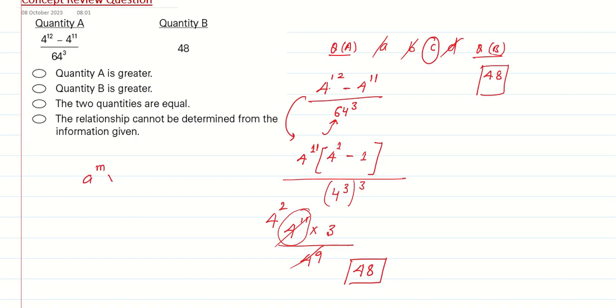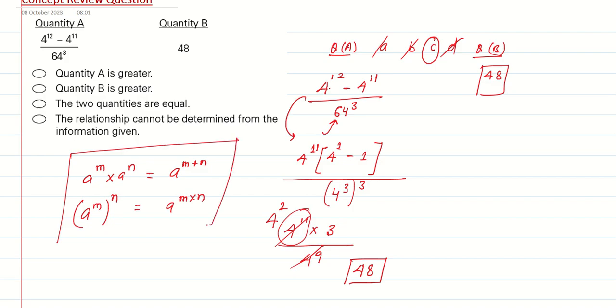I believe you know how I use it here. A to the power m into a to the power n: whenever the base is equal, we add the powers. A to the power m whole to the power n: we just multiply the powers. These two identities we used in this case. Here, 4 to the power 11 into 4 to the power 1 becomes 4 to the power 12. Correct, no, Vishwanath? Option C is the answer.